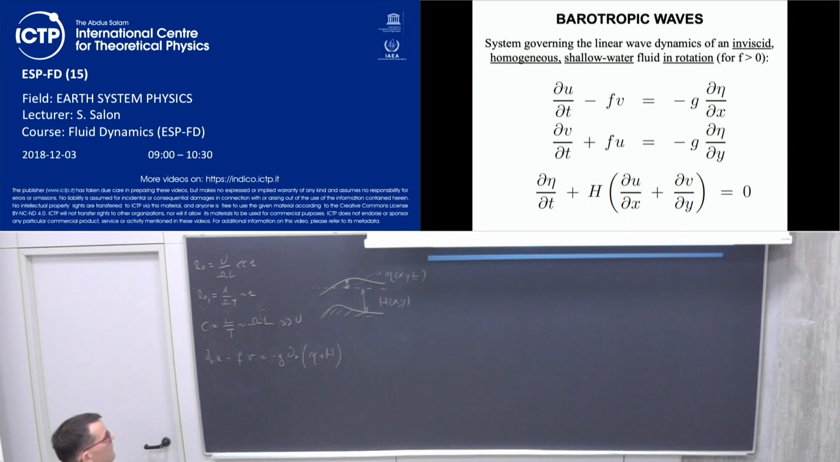Of course, thinking about water is a little bit easier. And then we have H, which can be considered like the mean topographic field, or in case of flat bottom, this can also be considered a constant. Okay, so it doesn't change too much our consideration.